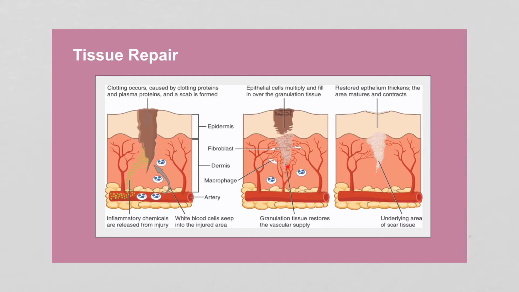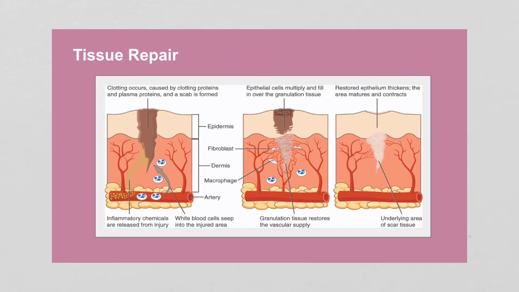Granulation tissue is tissue that restores blood supply to the area, right? And as that's happening, the epithelial cells start to divide and fill in until the two edges meet. Okay? If something cannot regenerate, you end up with scar tissue.